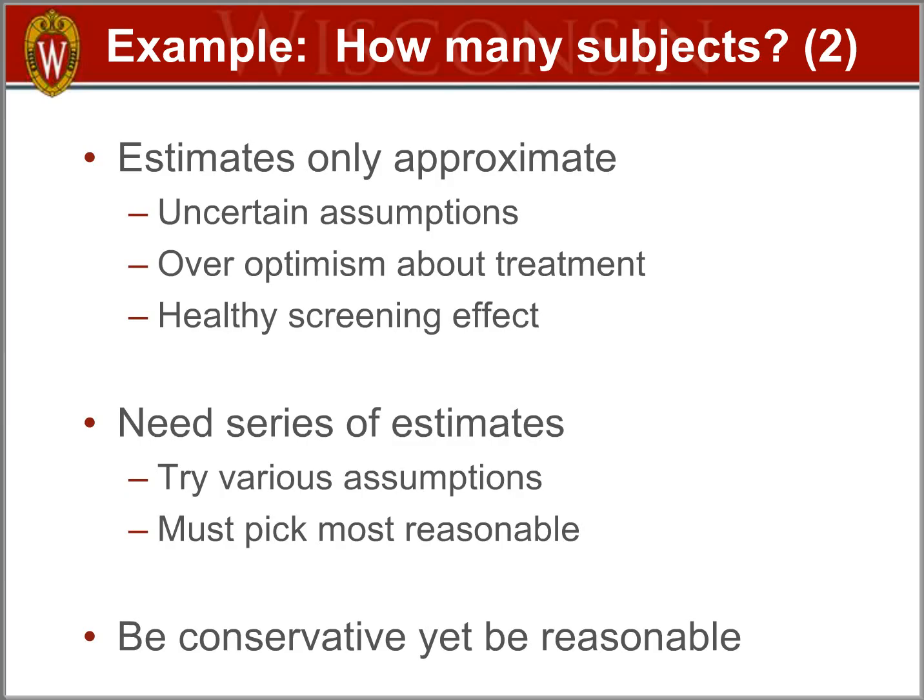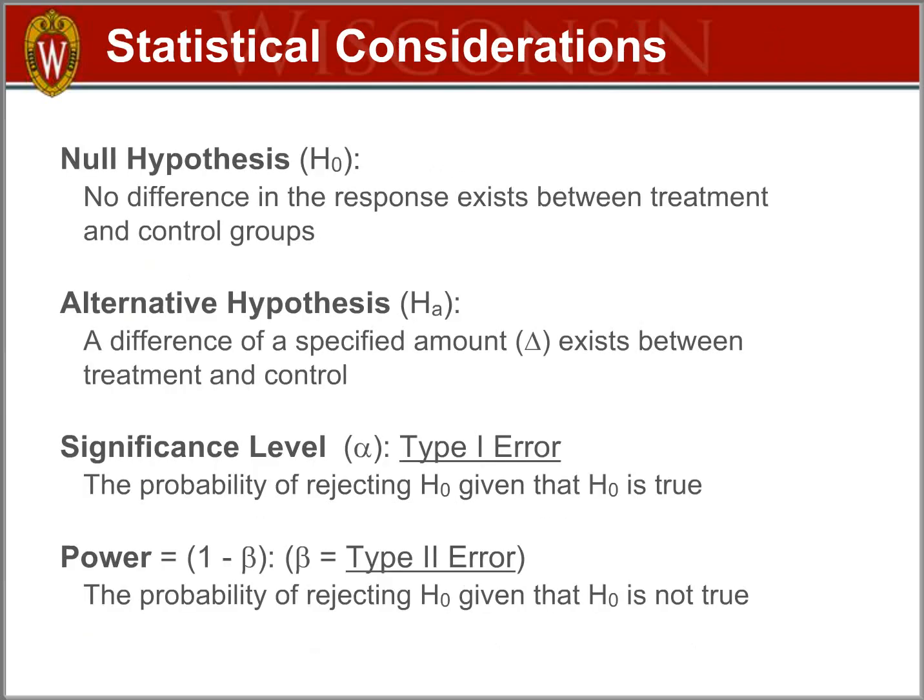We call that the healthy screening effect. That is, the event rate or the failure rate in the people we actually study in the control arm is usually less than what we assumed. So we need a series of estimates, not a single estimate, and we try to vary the assumptions and do the calculations and pick the sample size that seems most reasonable, the most stable. Clearly, one can be very conservative, so conservative that you price yourself out of the study. You can't afford it. So we need to be conservative and yet be reasonable. Well, how do we go about making these calculations? I'm going to introduce very briefly some statistical concepts which we really need to address.